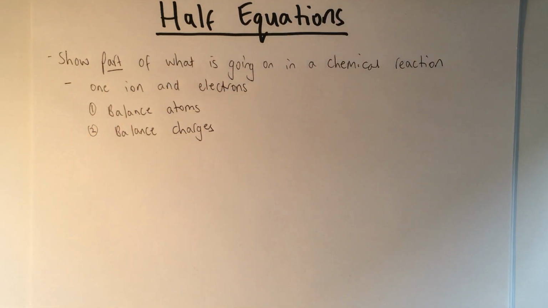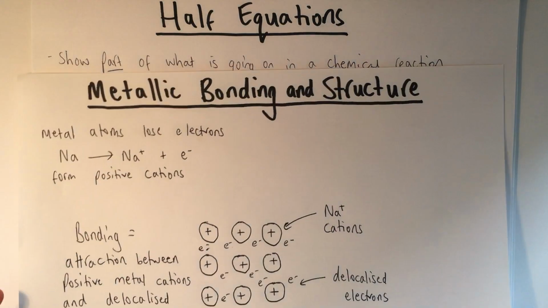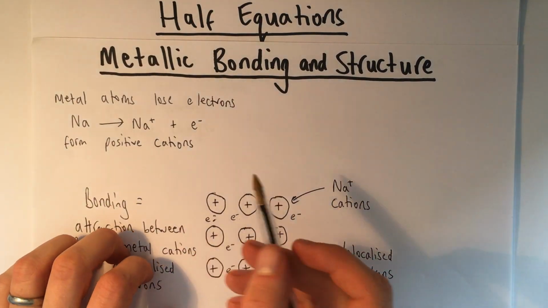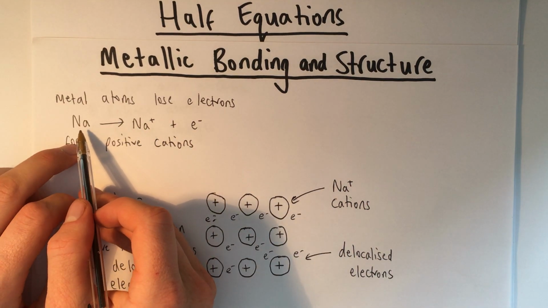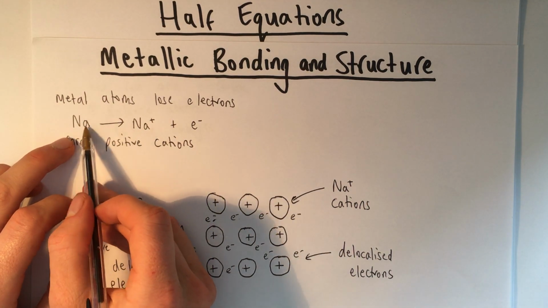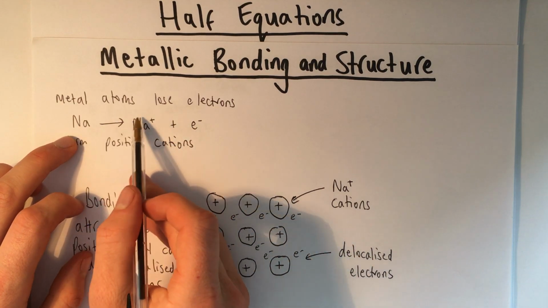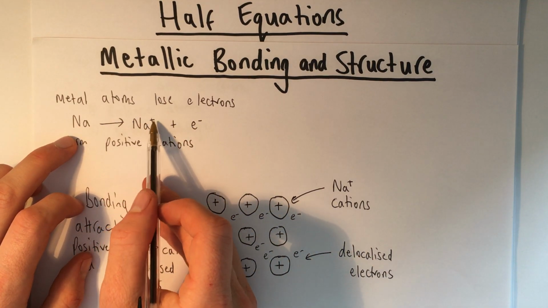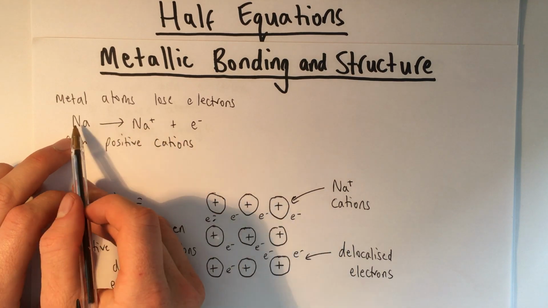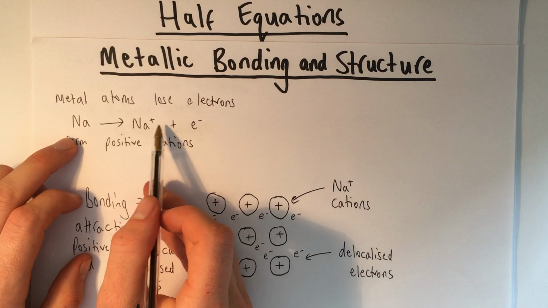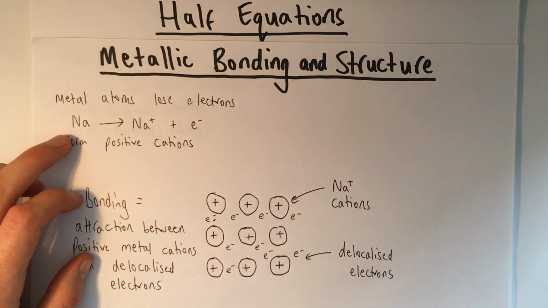I also, in a video I made about metallic bonding, made a half equation. I didn't say that that was what I was aiming to do, but I did this just to show that if we had a sodium atom, a metal atom, then it would lose electrons to become a positive sodium cation. And what I made there in that equation that shows that happening is a half equation, because it just shows one ion and the electrons that balance it.